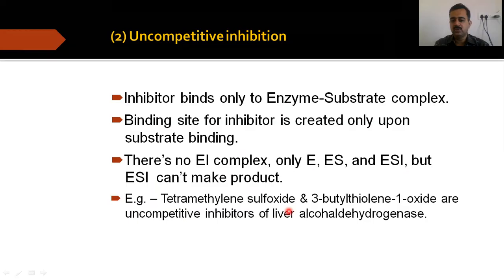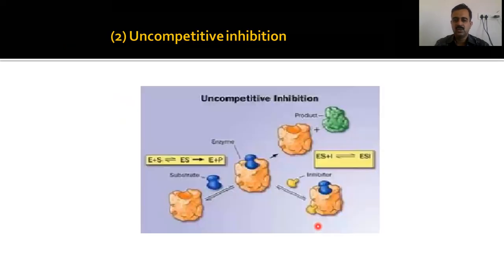Dimethyl sulfoxide and 3-butyl 1 oxides are uncompetitive inhibitors of liver dehydrogenase. That means uncompetitive inhibitors. There is no competition at all in this. See here, uncompetitive inhibition: ES, enzyme plus substrate, and P, of course.